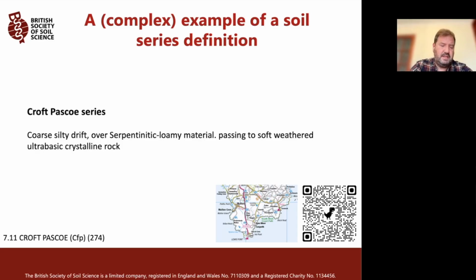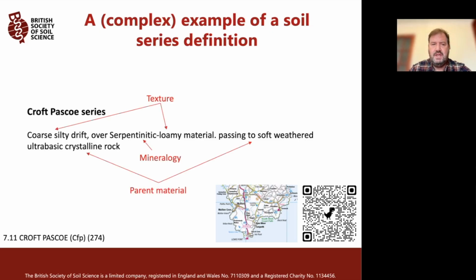Let's just take an example now, a soil type called Croft Pasco. And first thing just to mention is all the soils have names like this as well as numbers. You see the number is 274. Croft Pasco. So the soils are named after the first place they were observed. And in this case, you can see on the map there, it's down in the Lizard Peninsula. There's a link there, the QR code, that'll take you off to the page in our wonderful soils guide that will tell you all about Croft Pasco.